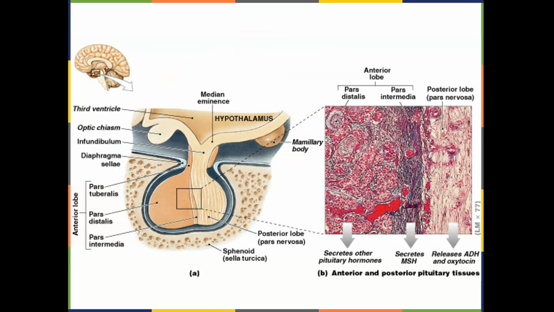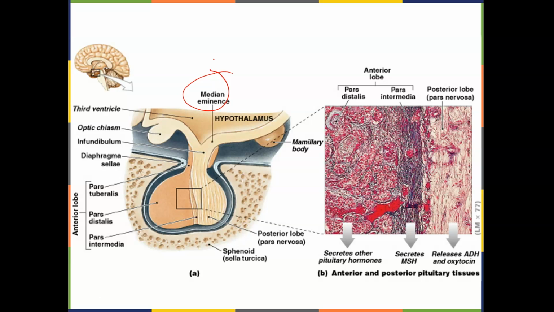What is Val talking about? Here's the anterior, here's the posterior. The posterior is broken down into the pars nervosa, and don't worry about that. I just want you to know adenohypophysis, neurohypophysis, anterior, posterior. Here's the optic chiasm. Here's the third ventricle right here. And the hypothalamus would be up here.